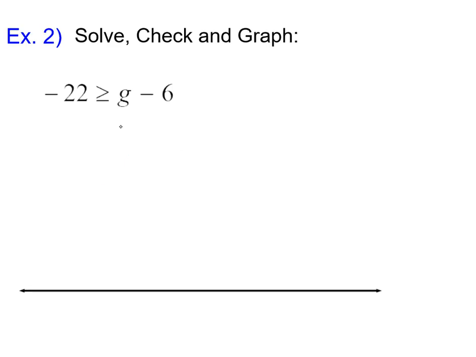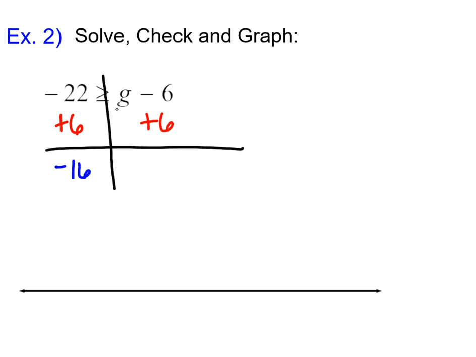Here we go. I have negative 22 is greater than or equal to g minus 6. Don't let the variable on the other side get to you. We still are trying to isolate it. So we're going to isolate this variable, draw a line. Negative 22 plus 6 is equal to negative 16. Because we're adding and subtracting, we're just going to bring down that inequality sign. This goes to 0 and we're left with a g.